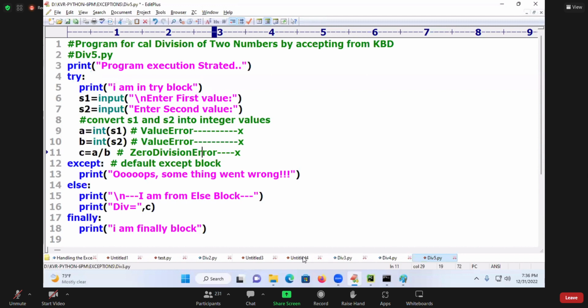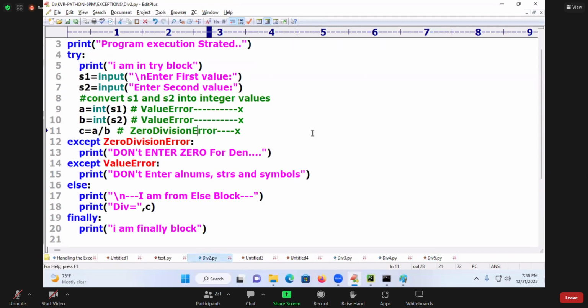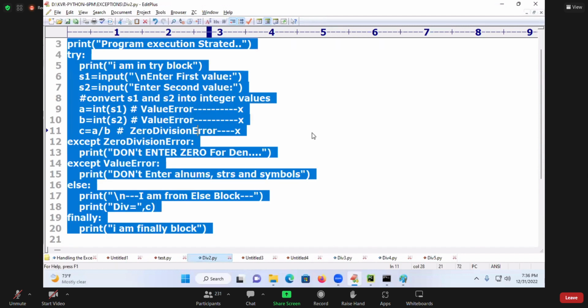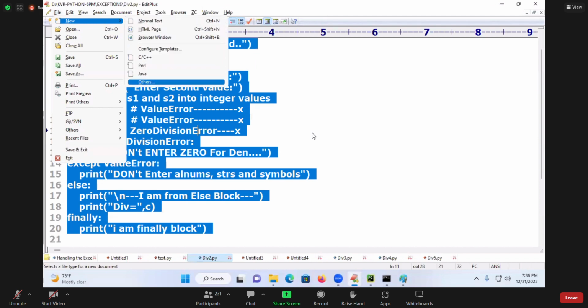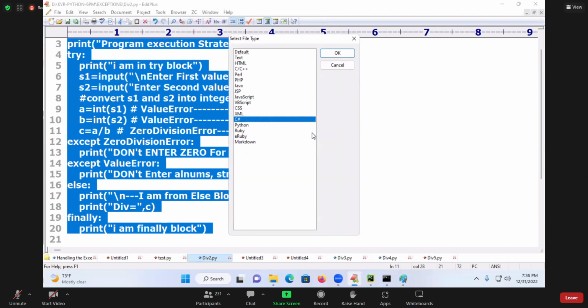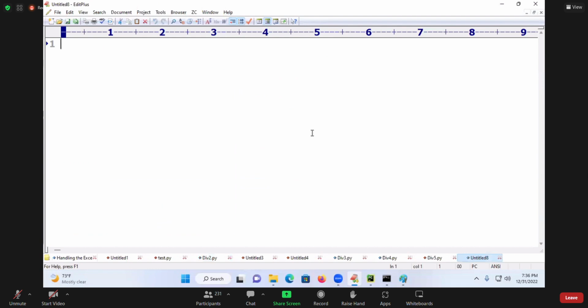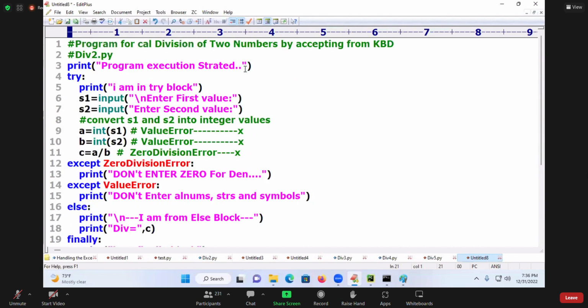Where can I use it? In real time, writing code this type of way is not at all recommended. For all exceptions, a single except block is matching, right or not? You are saying, "Oops, something went wrong." This is not the way. When we will write it in real time, I will tell you the exact answer now. Look at that, students. I will go to my program.